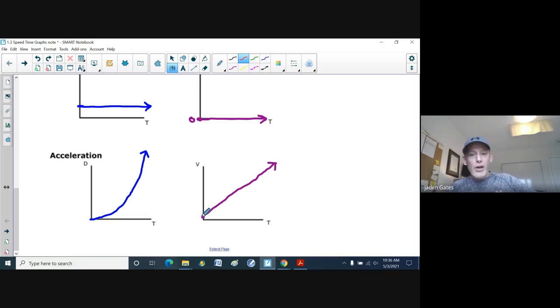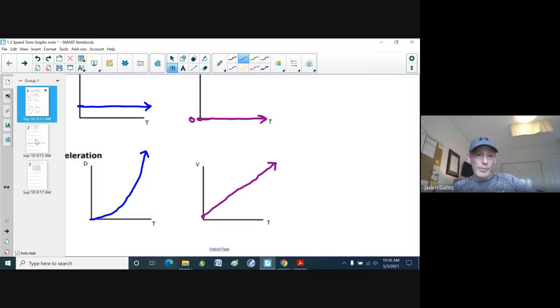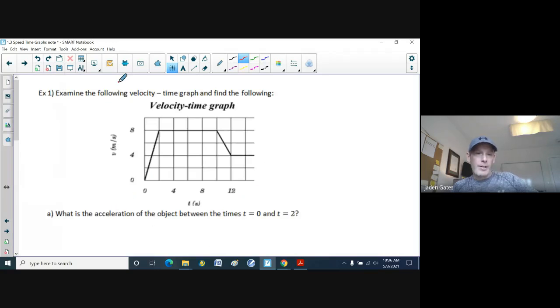But no, a nice flat line here. But again, the velocity is increasing as you're accelerating. All right, now we have it. There we go. We're going to work with velocity time graphs.